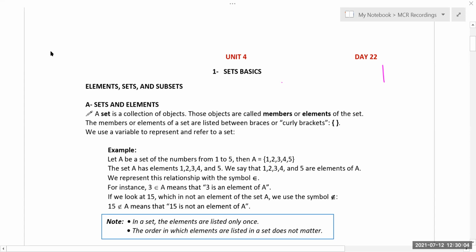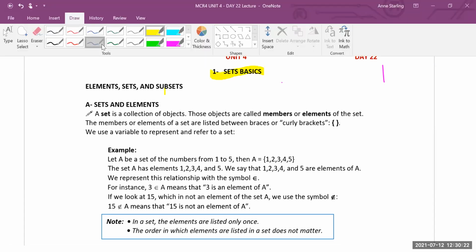Right, welcome to MCR day 22, unit 4, introduction to sets and logic. So again, welcome to unit 4, made it through finance. What we're going to be talking about today is the idea of set basics. So going over a little bit of information.